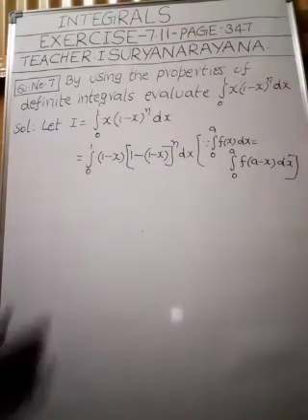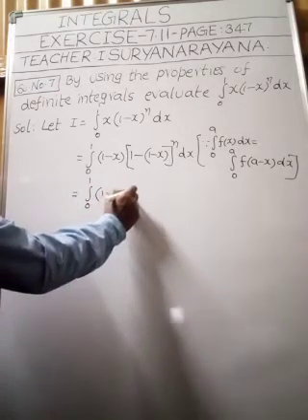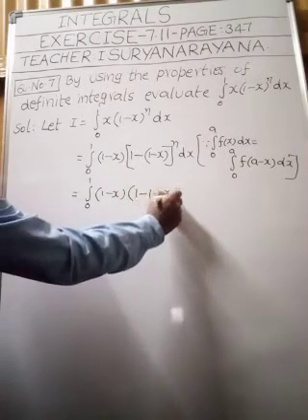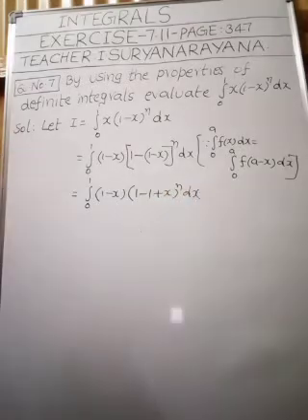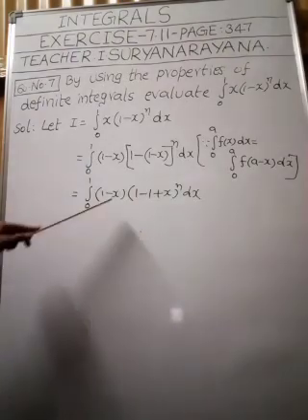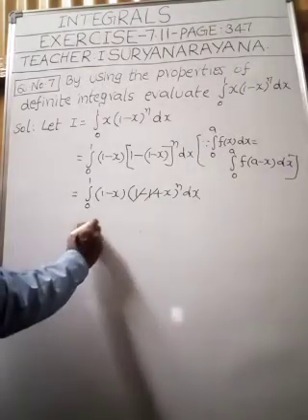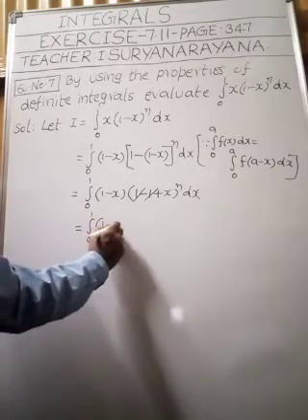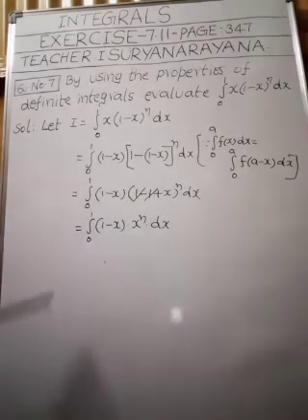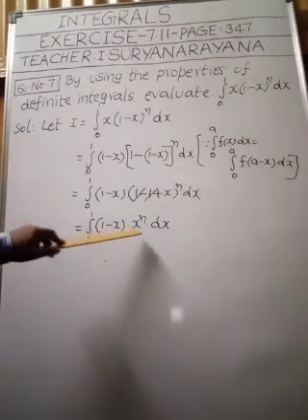Okay, my children? Right. That is equal to integral 0 to 1 of (1 minus x) into (1 minus 1 plus x) whole power n dx. By using the distributive property, we get minus 1 plus x. Understood this step, my children? Right. Here plus 1 minus 1 gets cancelled. That is equal to integral 0 to 1 of (1 minus x) into x power n dx. Yes or no, my children? Understood this step? Right. Again we use the distributive property.